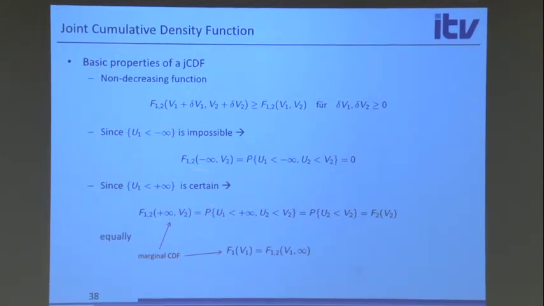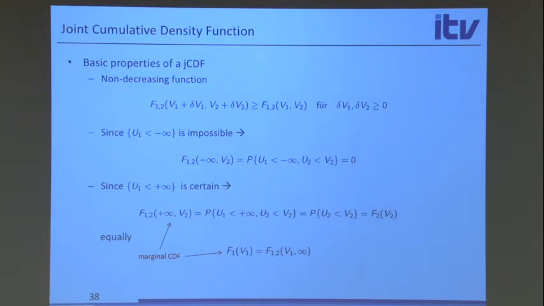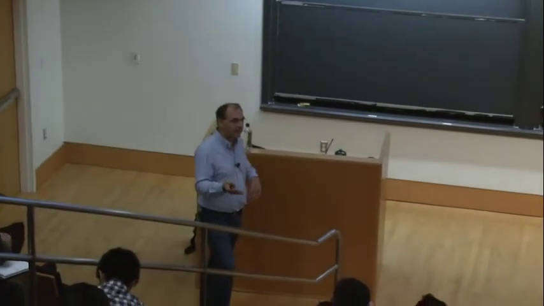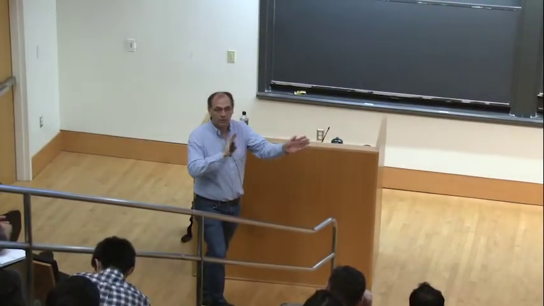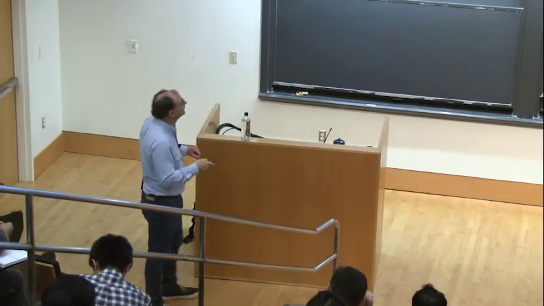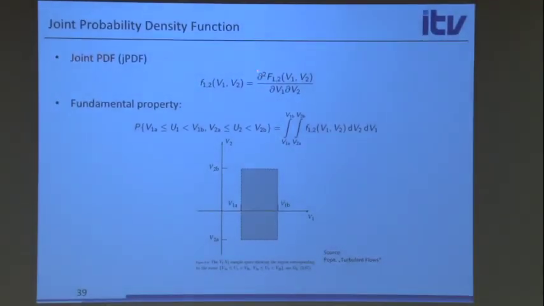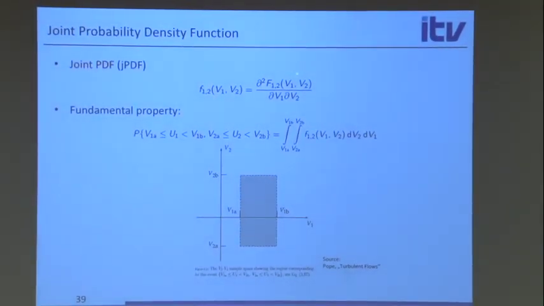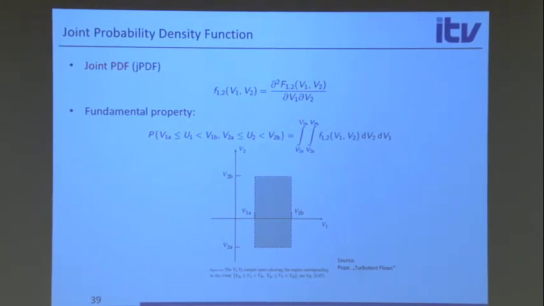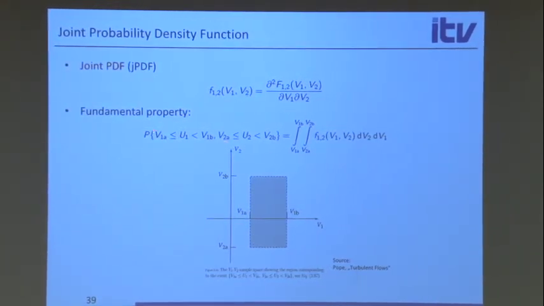That's the marginal. It's important that if I have a joint CDF, I can always get the marginal of each individual variable. And then if I take the derivative in both directions, that's the joint PDF. The joint PDF has the same properties as the PDF. I can integrate it between two values in each direction, and that gives me the probability of finding something within this square here.